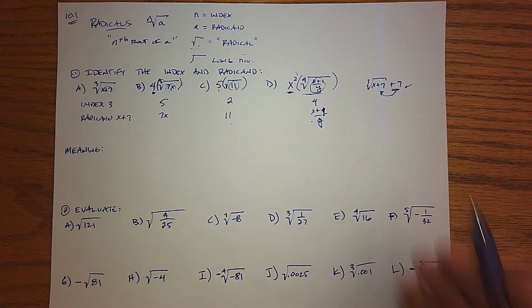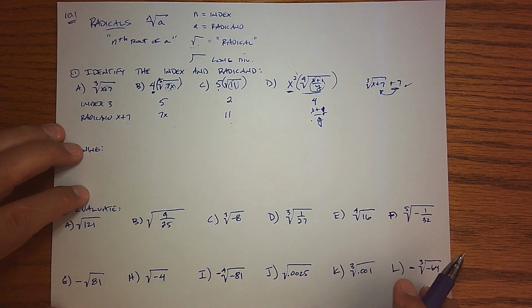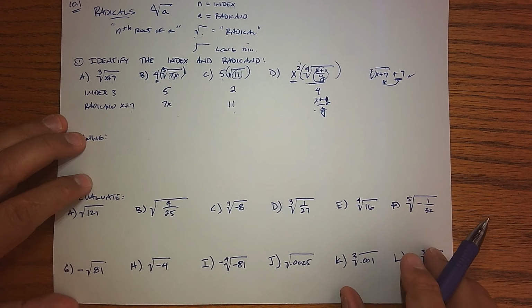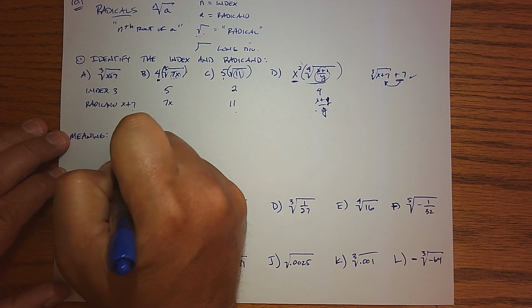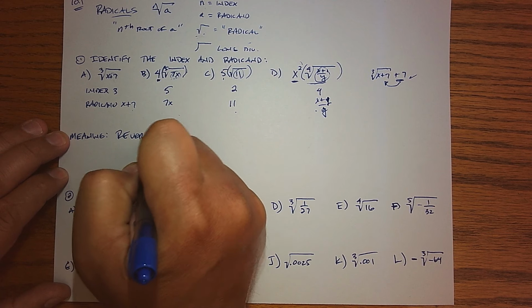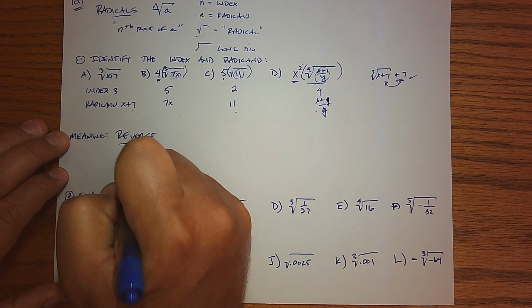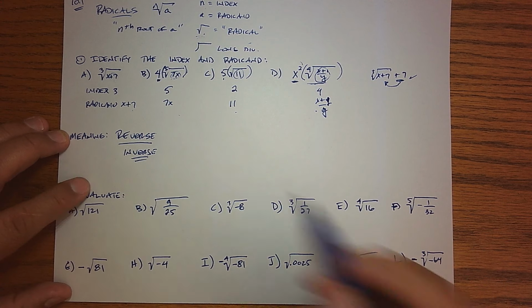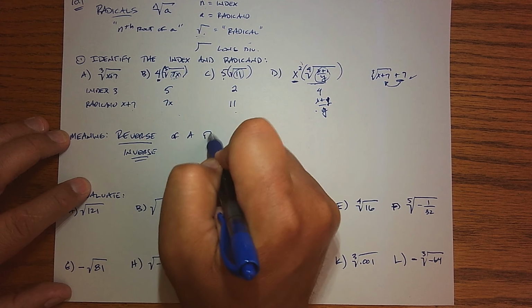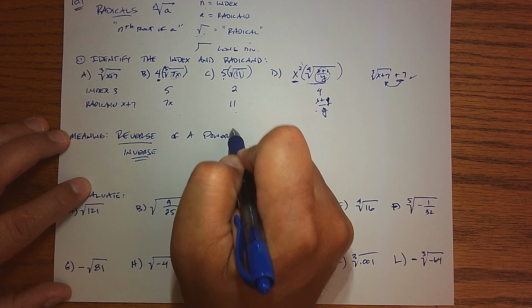What in the world do I mean by all this crazy stuff? We'll come back and look at these a little later in chapter 10. But the meaning itself, what we are literally doing is we're doing the reverse, or what in some mathematical circles we call the inverse of a power.